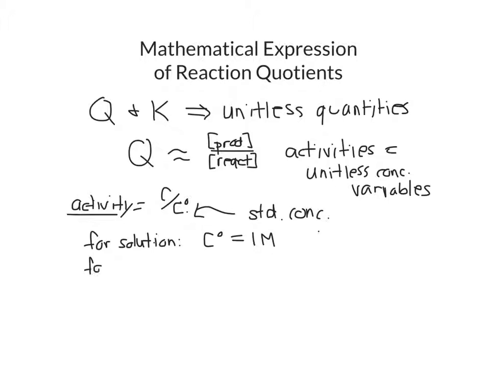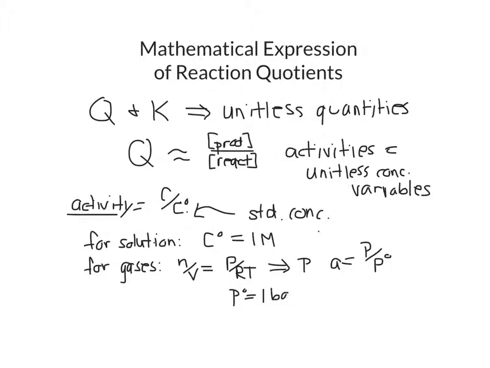For gases, the concentration is proportional to the pressure divided by RT, the temperature. And so, in general, we express the concentrations of gases in terms of their pressures. And so the activity for a gas is going to be the pressure of that gas divided by the standard pressure, and the standard pressure is defined as 1 bar. Finally, for pure substances, we're going to define the activity as equal to 1.